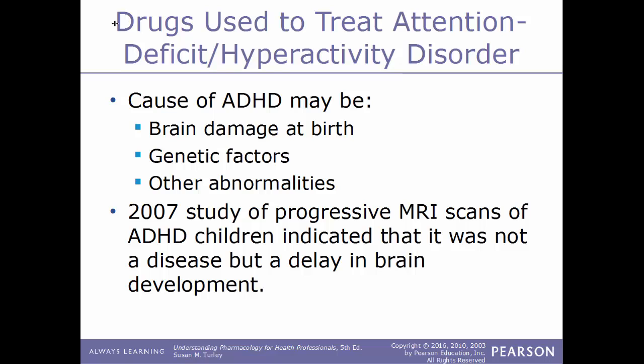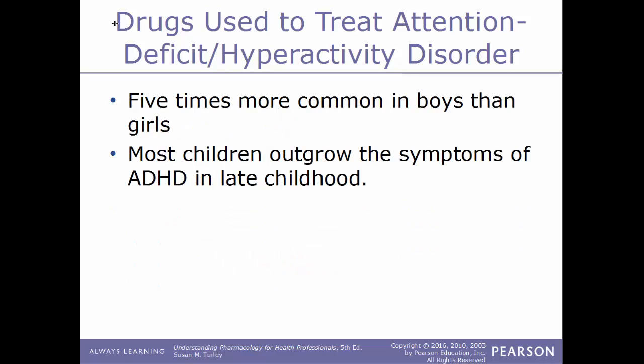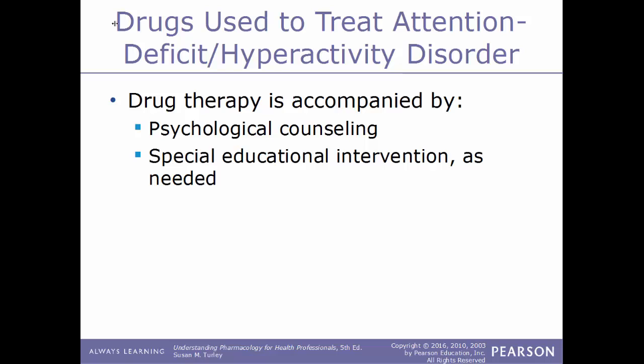Now, the cause of ADHD could be brain damage caused at birth, it could be genetic factors, or it could be other abnormalities. In 2007, a study of progressive MRI scans of ADHD children indicated that it was not a disease, but a delay in brain development. And this condition is going to be 5 times more common in boys than it is in girls. And most children outgrow the symptoms of ADHD by late childhood. See, any drug therapy with ADHD is often accompanied by psychological counseling or special educational intervention, if it is needed.